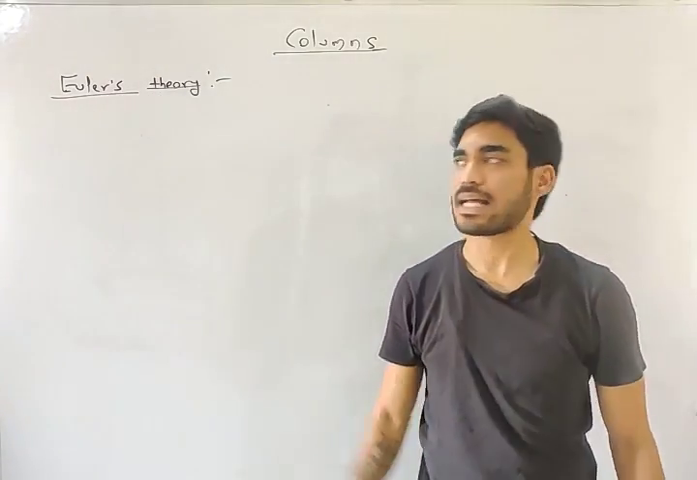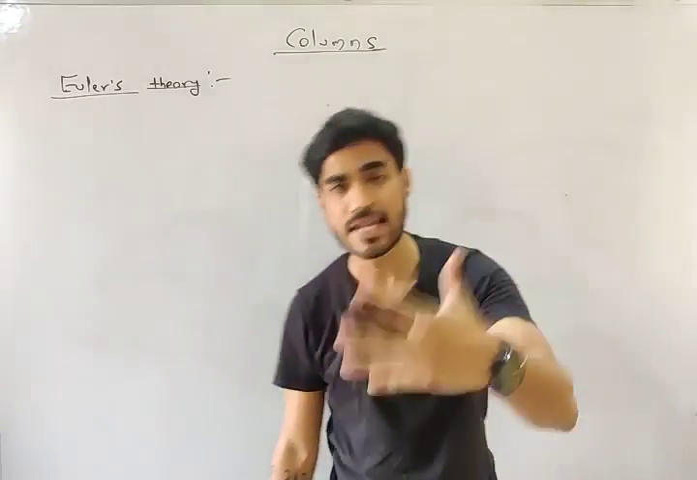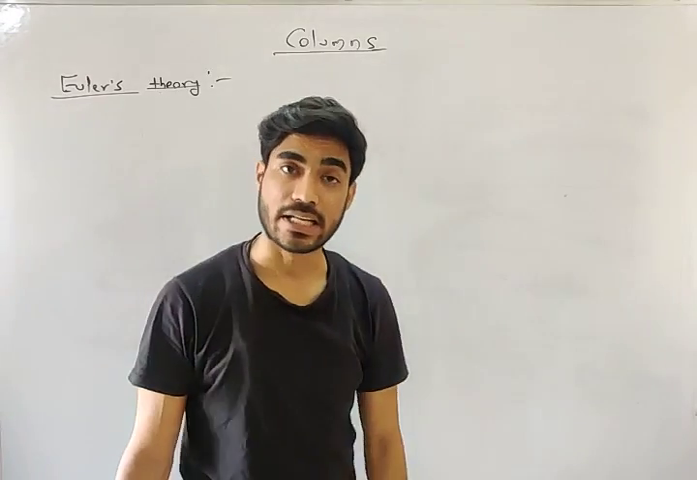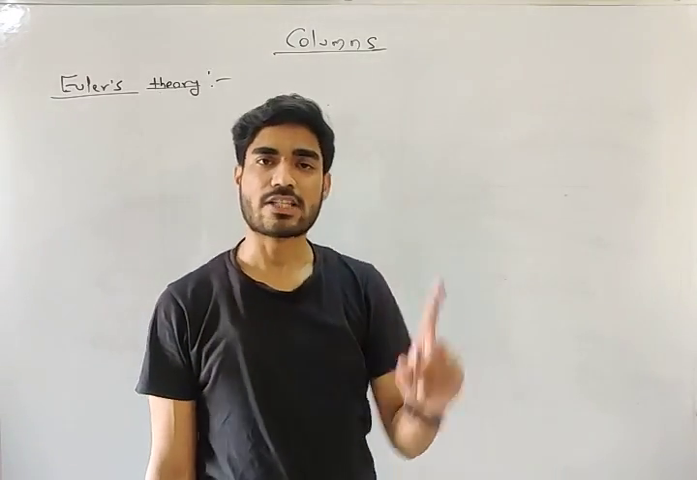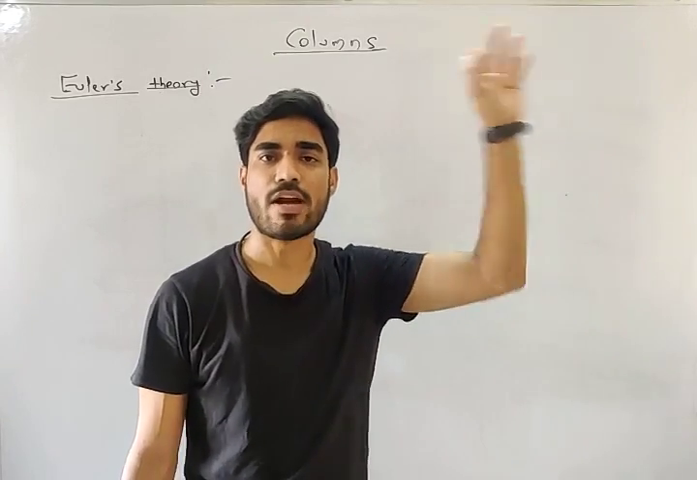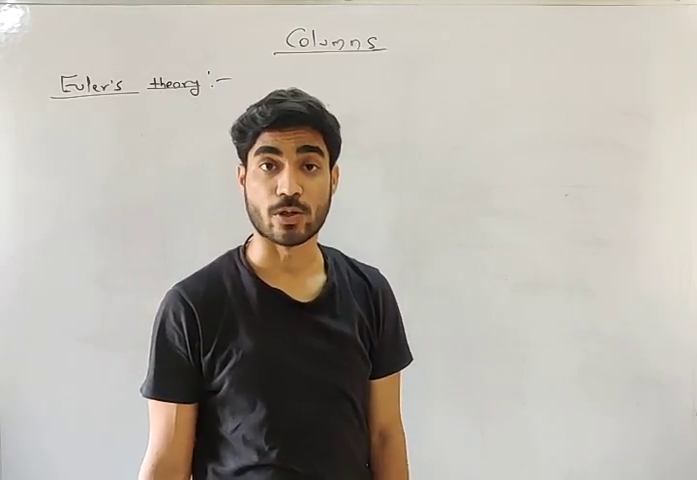There are some basic assumptions to Euler's theory, and based on these assumptions, an equation is derived to calculate the critical load of buckling. So let's first understand the assumptions, and then we will see the equation derived from Euler's theory of buckling.